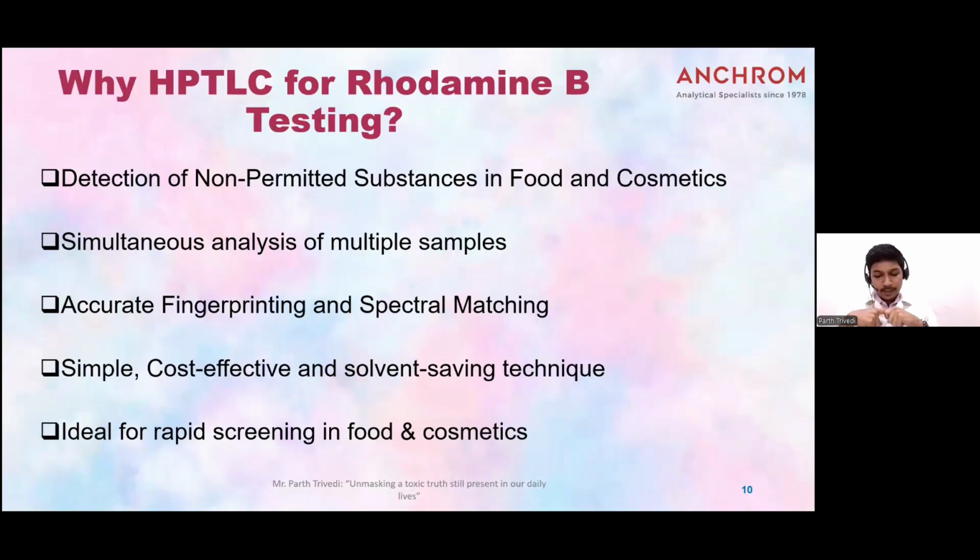The method also enables accurate fingerprinting and spectra matching, which helps us confirm the presence of rhodamine B confidently. In the further slides, we will observe this. And while being cost effective, this instrument is simple and uses minimal solvents, making HPTLC an ideal instrument for fast and reliable screening in routine lab analysis. So let's see.